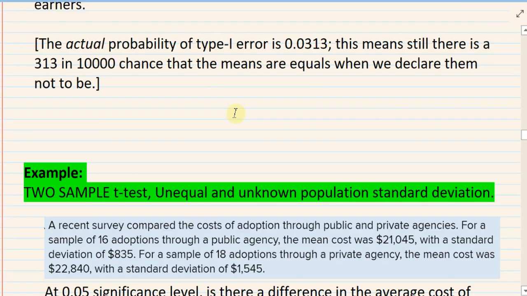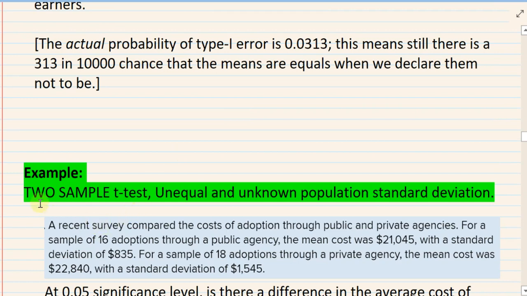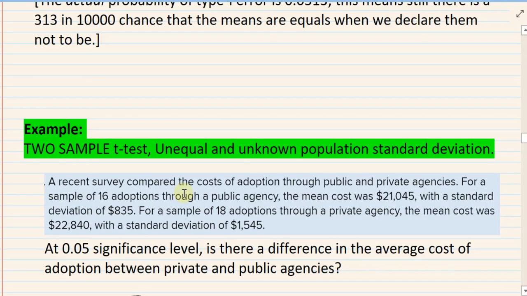Now let's take a look at the next example. This example is an example of two independent samples t-tests, and this time we're going to assume the deviations are unequal. They're not equal, so we don't have to average them or pool them. So they're unequal. And here's an example.